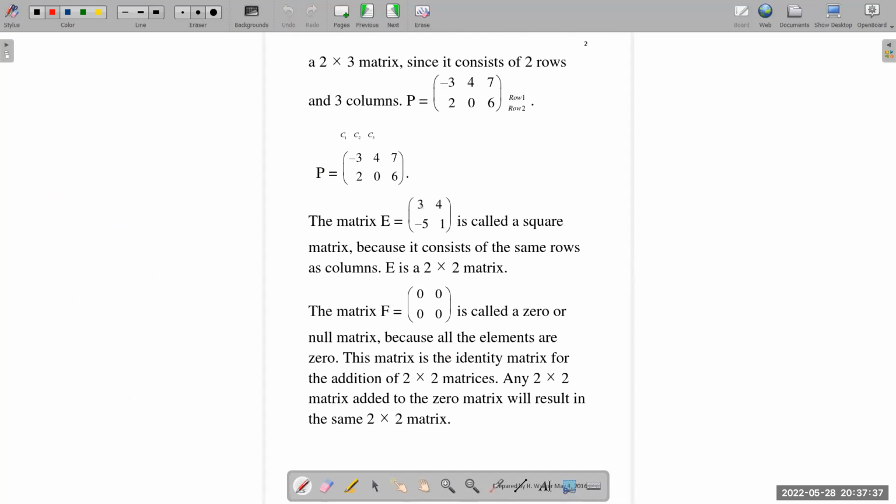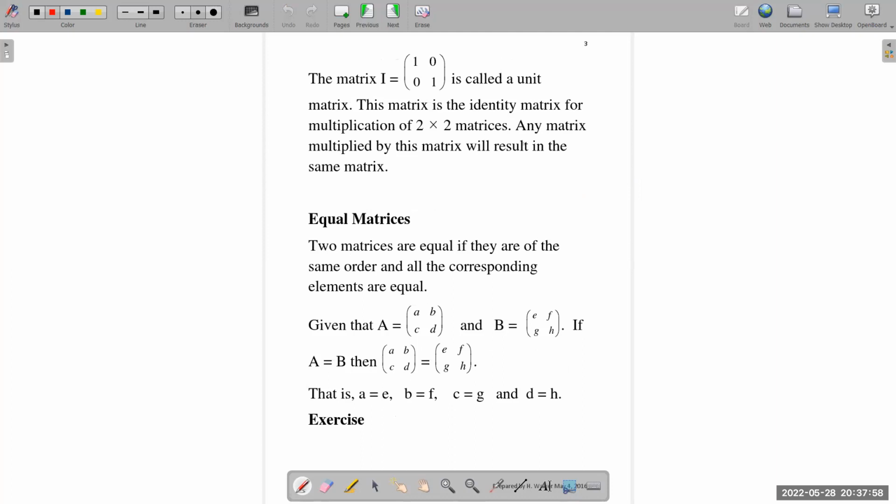Now, a matrix is called a square matrix if the number of columns and the number of rows are the same. So this is a 2 by 2, so that's a square matrix. 3 by 3 would be a square matrix as well. 4 by 4, etc. Then we have our null matrix or zero matrix, where all of the elements are 0. Then we have the identity matrix. We need to remember this.